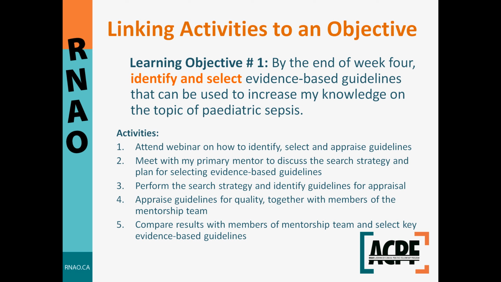You might next meet with your primary mentor to discuss the search strategy and your plan for selecting evidence-based guidelines. After doing that, your next activity might be to go straight to performing the search strategy and identify guidelines for appraisal. The next activity might be to appraise guidelines for quality together with members of the mentorship team. And a final activity would be to compare results with members of the mentorship team and select key evidence-based guidelines. So there are 5 activities for this one objective, and some of your objectives may not require this many activities, but I just wanted to give you an example.